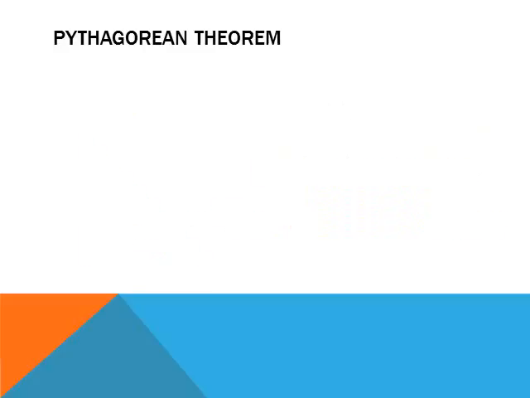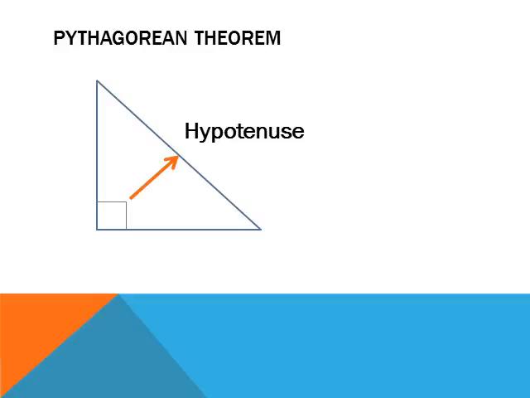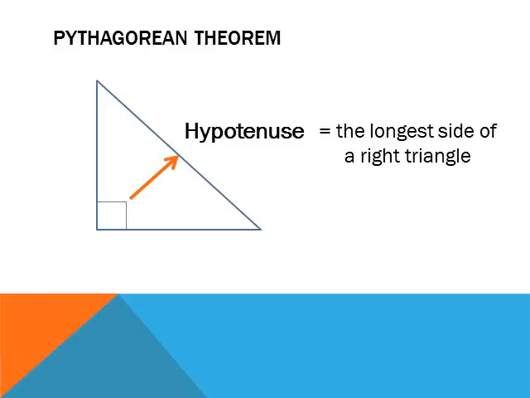You also need to know a little vocabulary. Here's my right triangle again. The longest side of a right triangle is called the hypotenuse, and the hypotenuse is the side that is opposite the right angle. The other two sides of a right triangle are called the legs. So remember that: hypotenuse, longest side of a right triangle. The other two sides are called the legs.